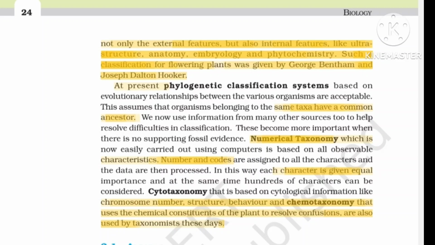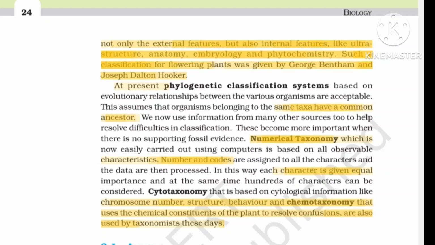Then we talk about the phylogenetic classification system, in which phylogenetic terms are considered. Then we talk about the evolutionary relationship between the organisms, and these organisms have the same taxa and have common ancestors.